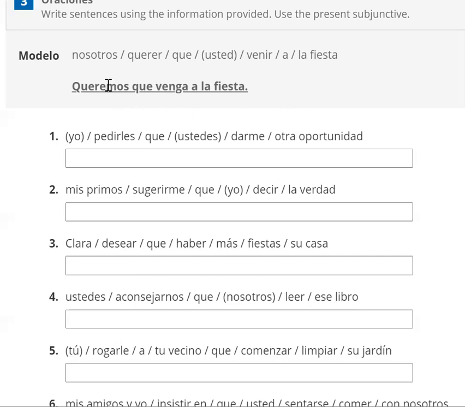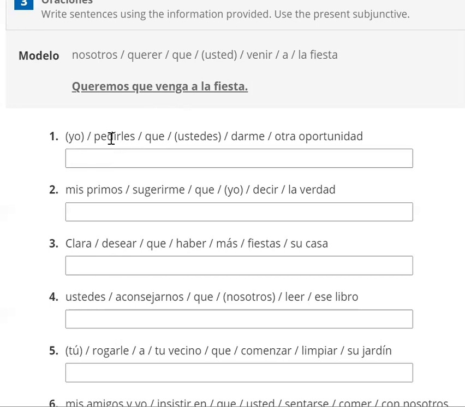Again, look at what we've changed here. Well, we got rid of nosotros because it's unnecessary since we have the conjugation queremos. It's already implied that it's nosotros because of the ending. Que venga a la fiesta. Now, you might put que usted venga a la fiesta, and that would also be good. All right, let's move on.